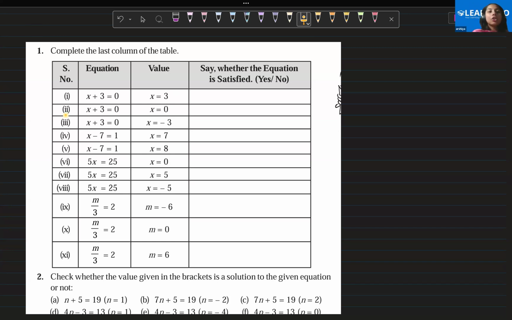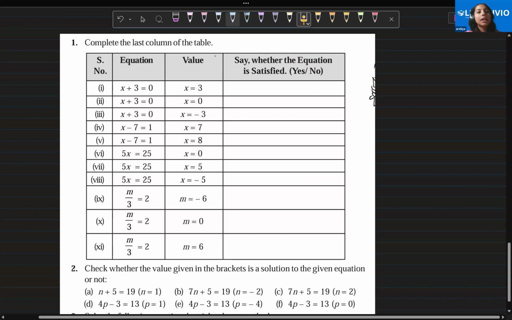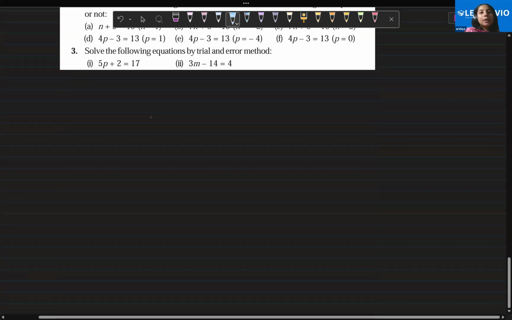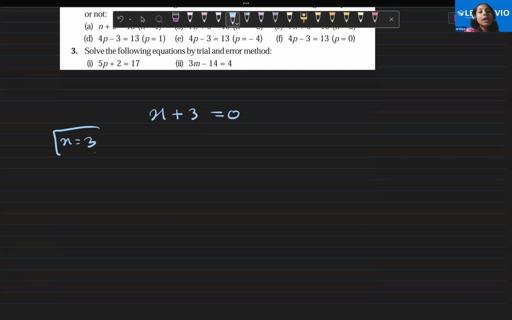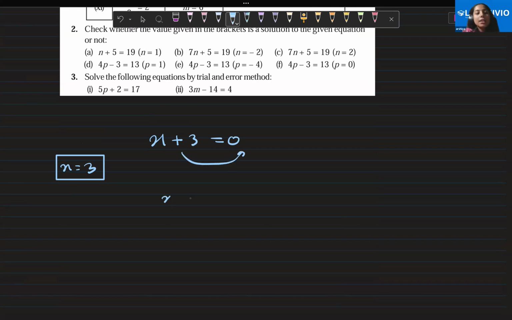Your logic is correct, but let's see if the answer is actually correct or not. The equation is x plus 3 is equal to 0. They are saying check whether x is equal to 3 or not. They're not telling you that x is 3. Now, everyone pay attention. Like Saad said, we will take 3 to the other side. So x is equal to 0.